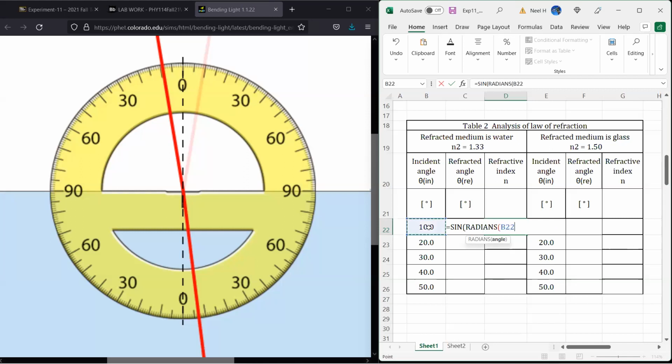And then the incident angle right here, close double brackets, divide by sine command again, and then radian command inside that, and then the refracted angle on C22, close double brackets, hit enter. That's exactly the number we're expecting to be the refractive index of the water. Okay, 1.33.